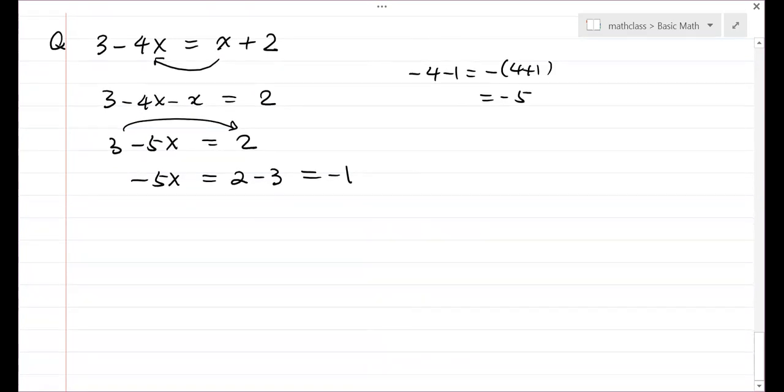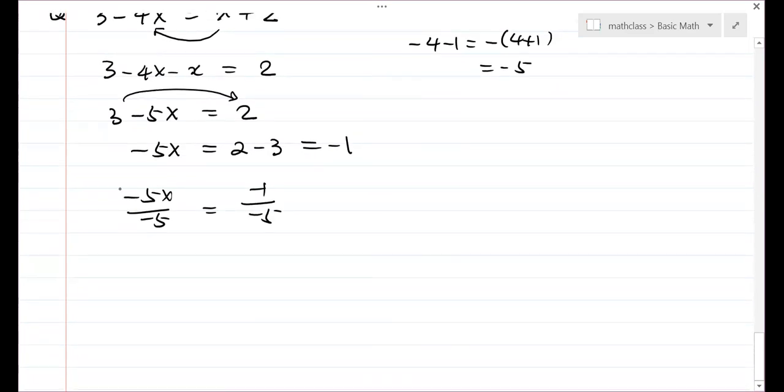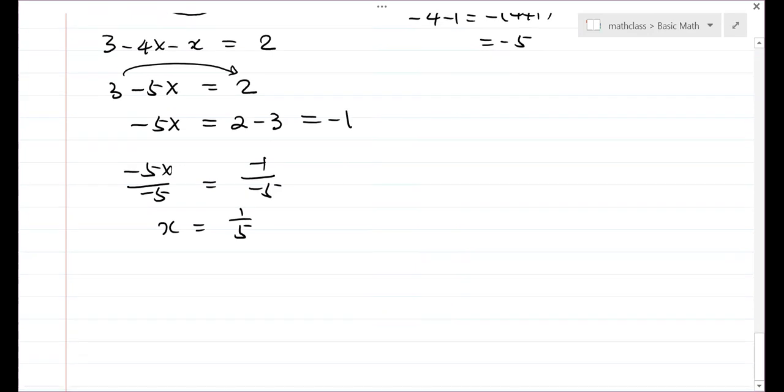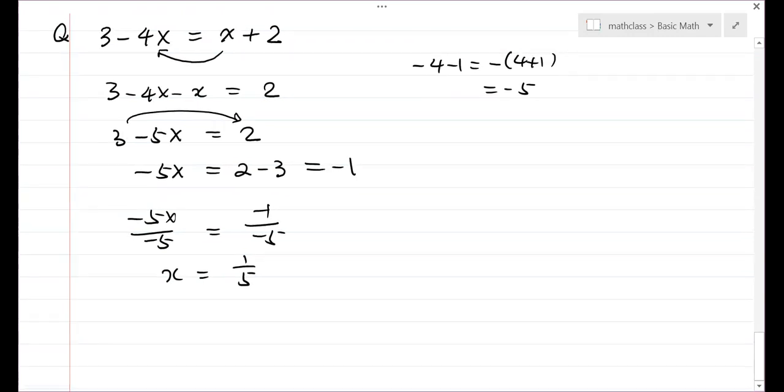Then on both sides I have to divide by -5. If you don't want to skip steps, that's how you get it, right? Then -5 cancels out. You get x equals. You have 2 negative signs, so you just get x equal to 1/5. Right. So that's the answer. Now it's difficult to check the answer because it's a fraction.